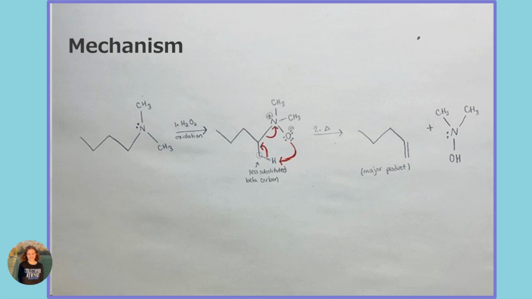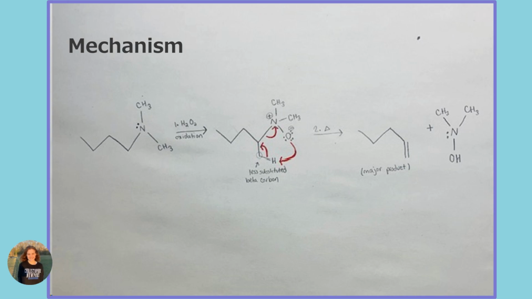Now let's take a closer look at the mechanism. As previously mentioned, if you're performing a Cope elimination, you must start the reaction with a tertiary amine. In step 1 of the reaction mechanism, a moderate oxidizing agent will be added. In this example, H2O2 is added to oxidize the tertiary amine to form what we call an amine oxide.